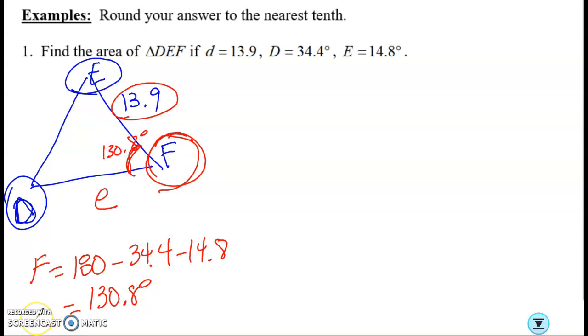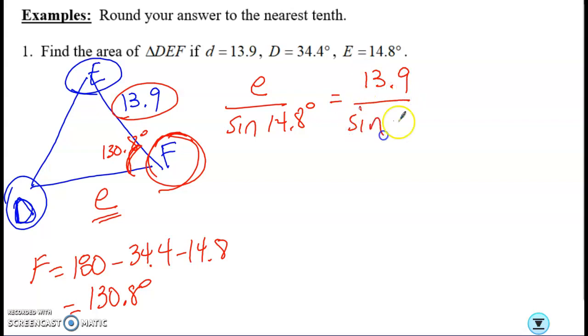Then by using our law of sines, we could set up a ratio or a proportion to find E. So E over the sine of E, which is 14.8 degrees, equals 13.9 over the sine of D, which is 34.4. And I already found E.